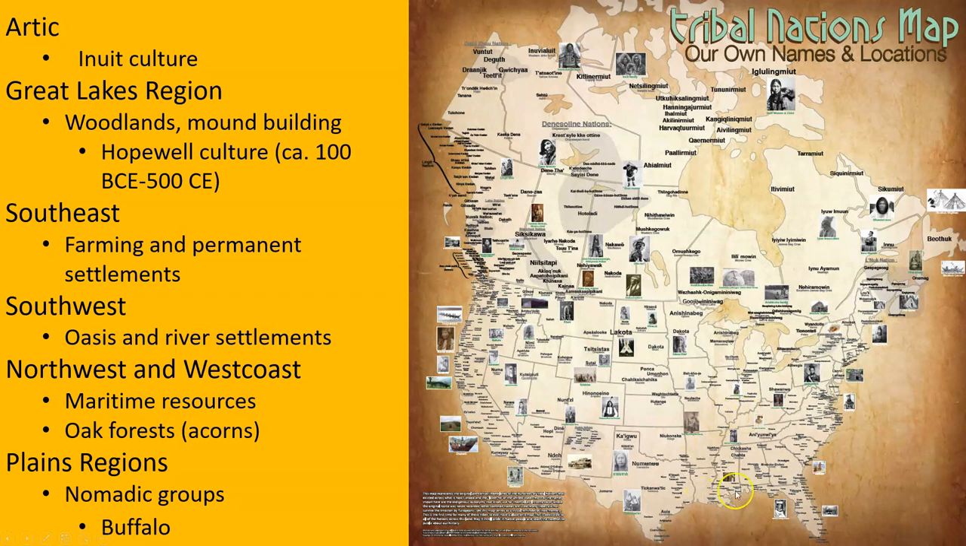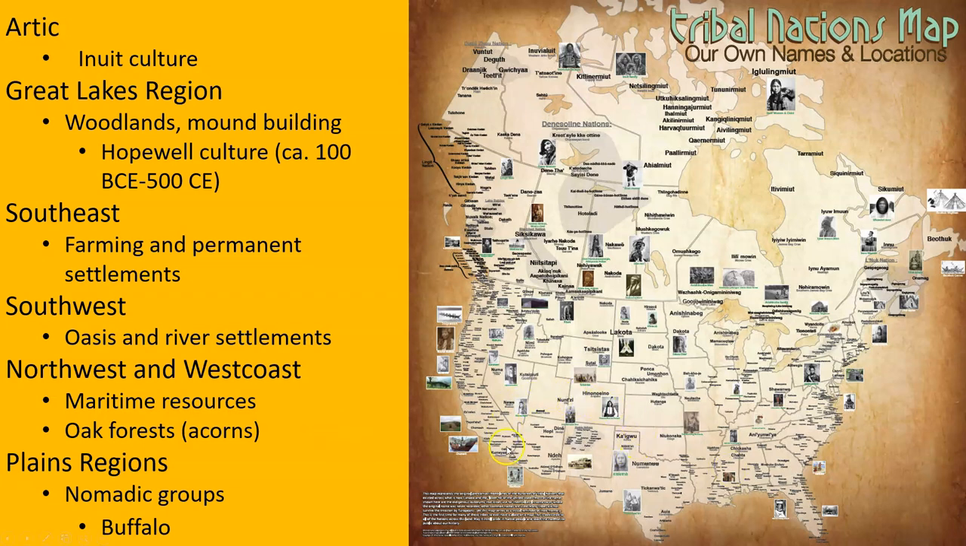Southeast, this is down here. This is the Choctaw, Cherokee groups, the Creek. This is a very fertile area as well. This is the modern day American South. The reason cotton did so well down there is this land is very, very fertile. All sorts of plants and animals. And they did have some permanent settlements down there.